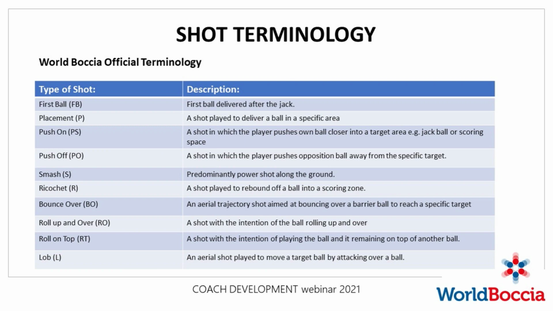The ricochet, a shot played to rebound off a ball into a scoring zone. Bounce over shot, which is an aerial trajectory shot aimed at bouncing over a barrier ball to reach specific targets. Roll up and over, a shot with the intention of the ball rolling up and over, either into a holding position or into a scoring position. The roll on top, a shot with the intention of playing the ball so it remains on top of another ball or balls. And finally, the lob shot, an aerial shot played to move a target ball by attacking over a ball.